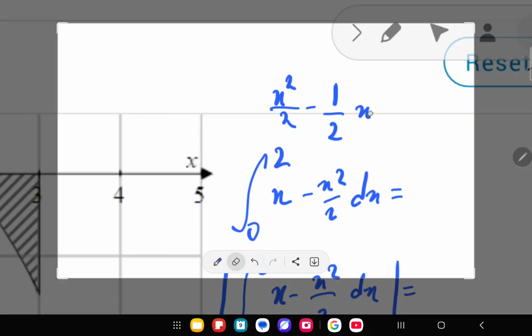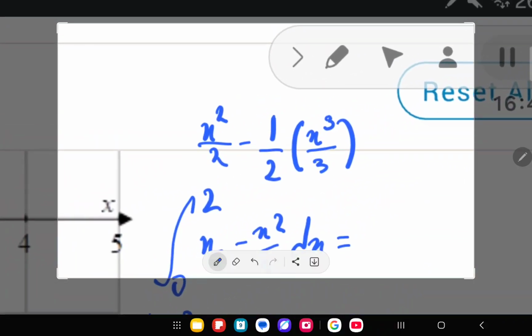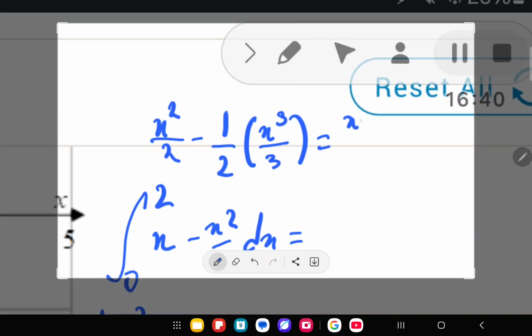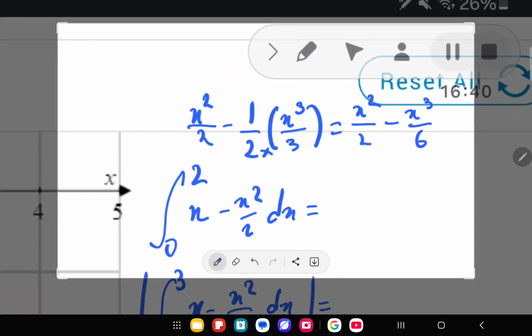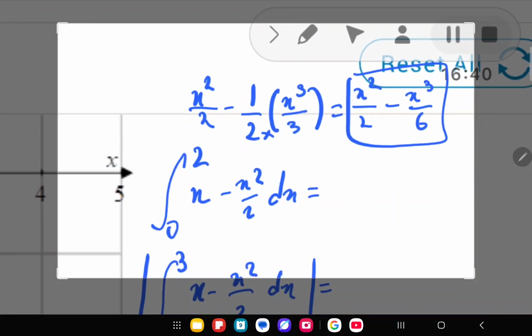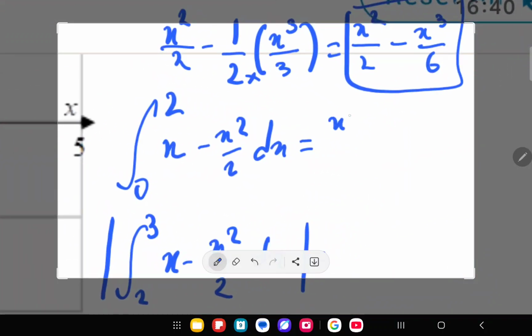We have x squared over 2, and we get x cubed over 3, which is x to the power of 2 plus 1 over 2 plus 1, which is 3. And then we should get as the indefinite integral without constant C, x squared over 2, and then separately minus x cubed over 6, since 2 times 3 is 6.